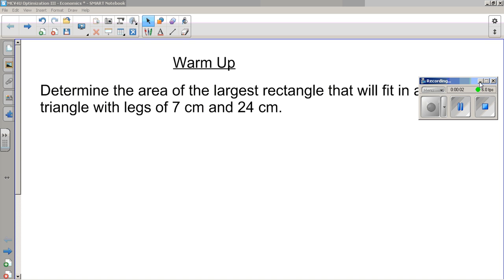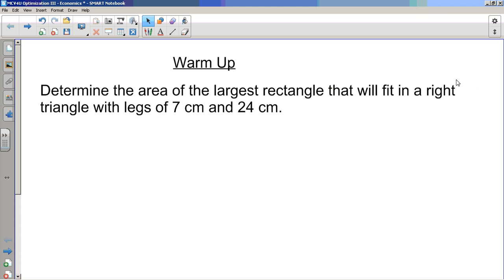All right, here we go with our third day of optimization problems. We're going to be talking about economics problems later. The warm up here is kind of like the finish of yesterday's stuff on measurement and distance. Determine the area of the largest rectangle that will fit in a right triangle with legs of 7 and 24.